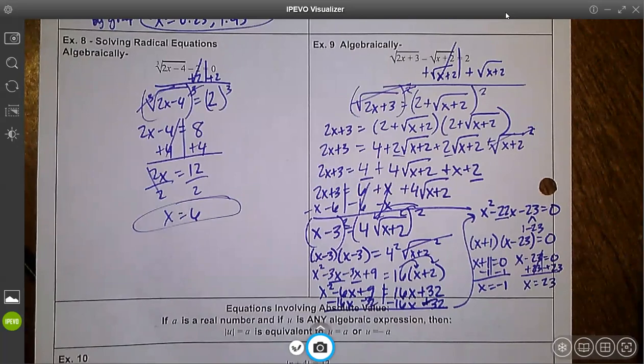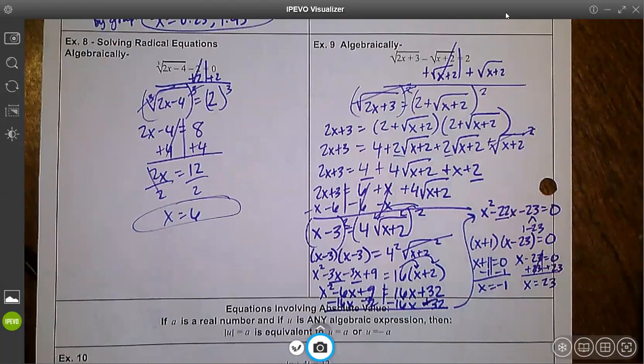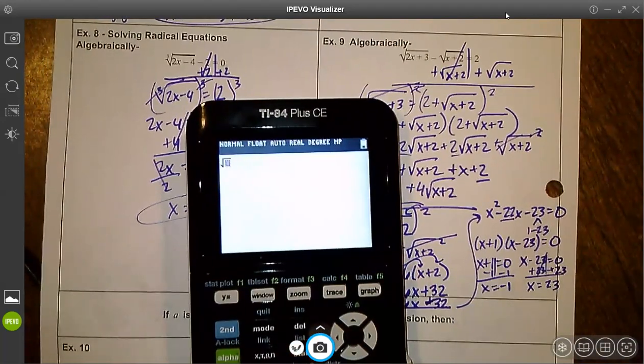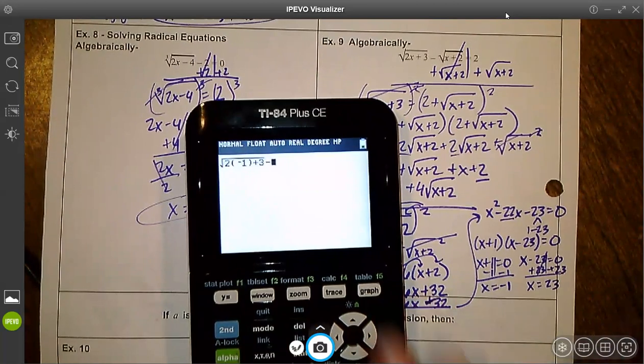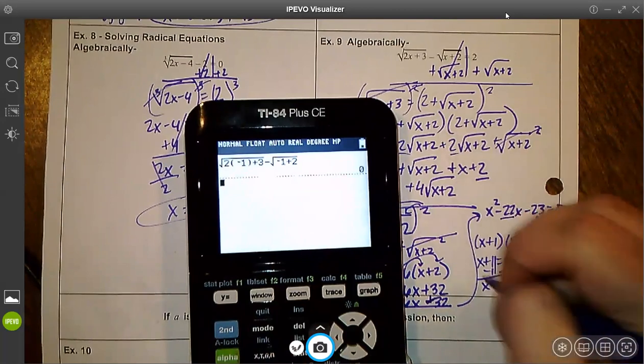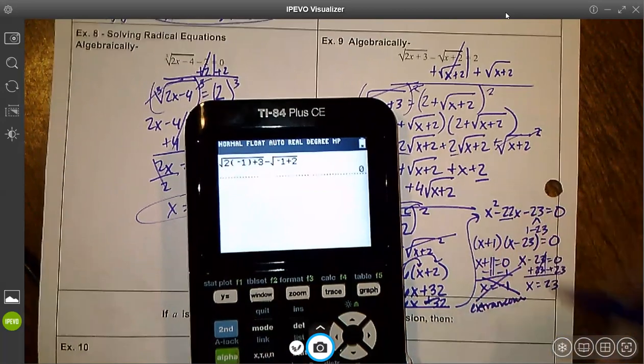And then don't forget to check for extraneous. The way that I check these for extraneous is I plug them back into one side and make sure it equals the other side. So here I'm going to plug in negative 1. I have the square root of 2 times negative 1 plus 3 minus the square root of negative 1 plus 2. And that should give me 2. If it doesn't give me 2, then it's extraneous, which means it comes out like it works, but it doesn't actually work. It typically gives you a negative under a radical or messes something up there.